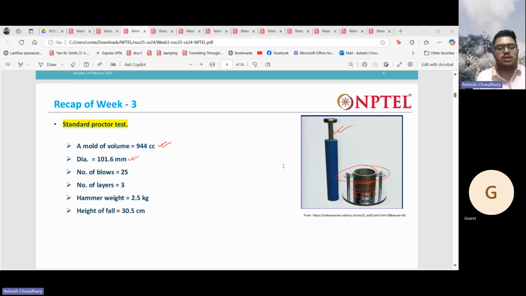So what is the standard Proctor test? These sizes shown are not the standard sizes; the standard sizes are somewhat different. So please look at the standard codes for the standard size. What size of mold do you use? What size of die do you use? Please have a look at that.